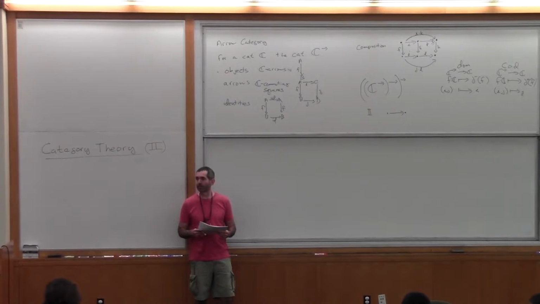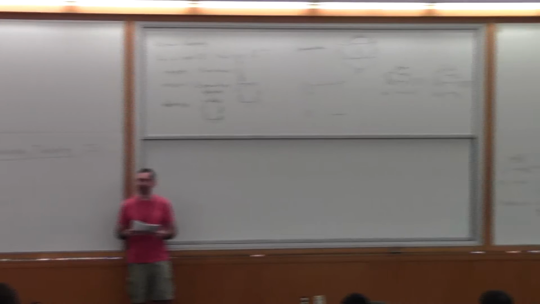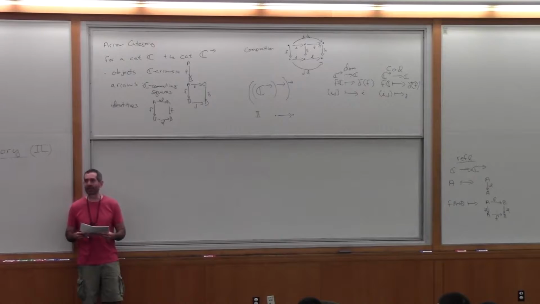Because an object in the arrow category is, by definition, an arrow in the original category, and that arrow in the original category has to have both a domain and a codomain. So you retain information then? Yeah, because that's what it's defined to be. You get to know the information contained in the definition, otherwise it would not be helpful to use the definition.